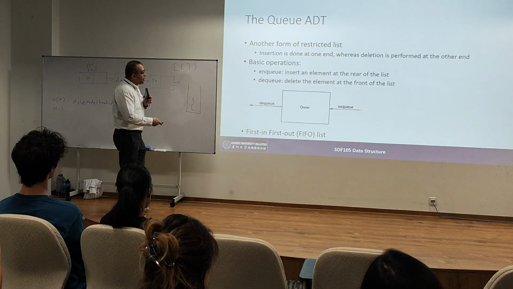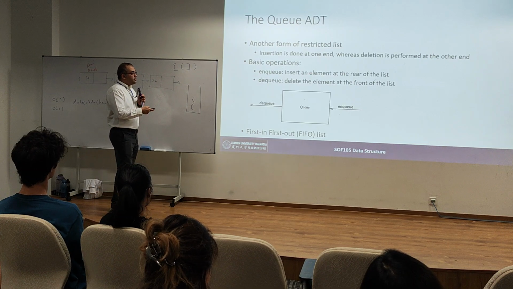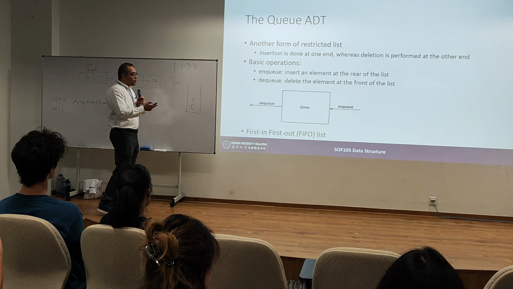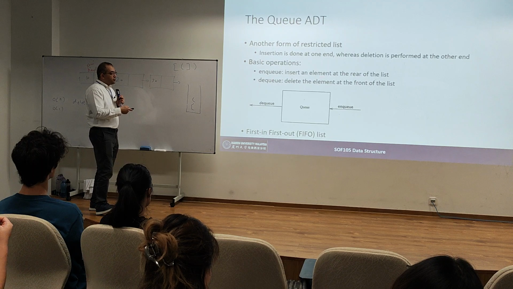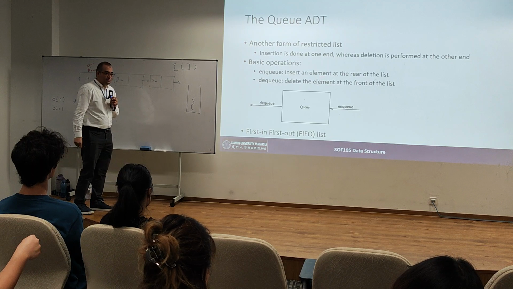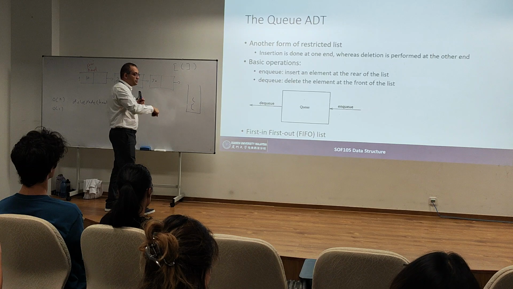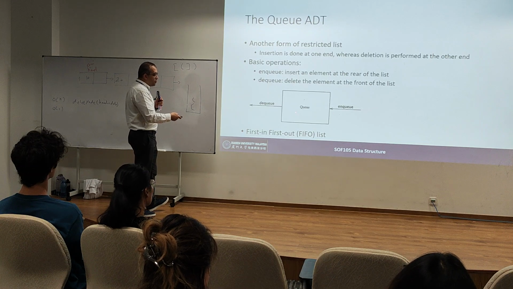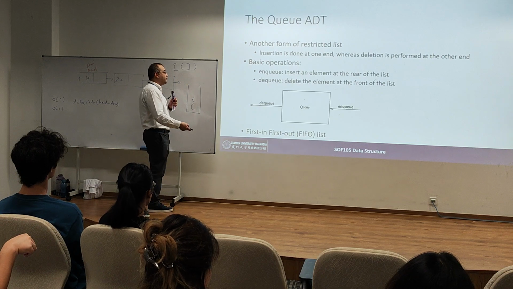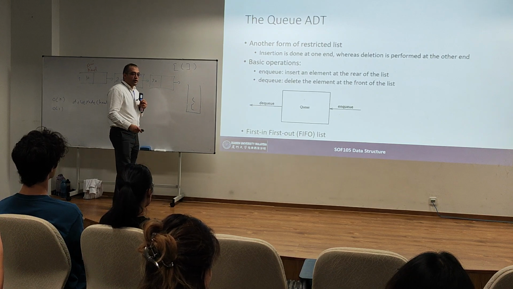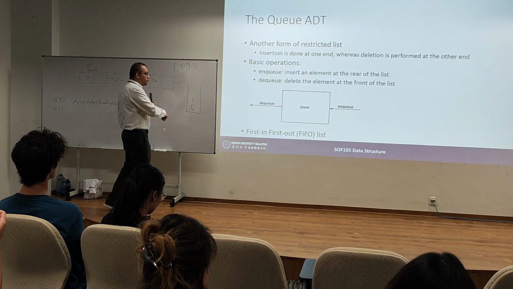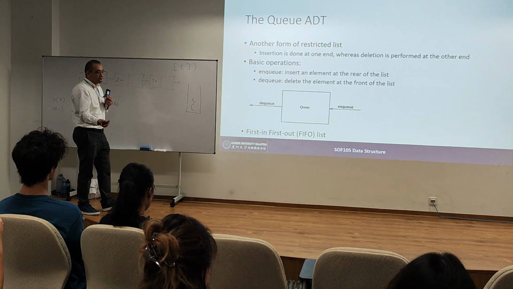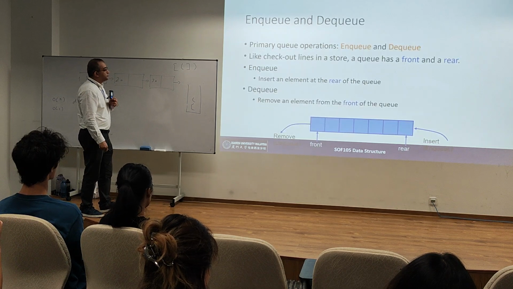So the basic operations we have in a queue: enqueue, insert an element at the rear of the list. We call it rear, the end of the list. Then dequeue, delete the element at the front of the list. So we have rear and front. This is the queue. I all the time add to the queue. I mention it again here because some students confuse enqueue and dequeue. In enqueue, you stand in the queue at the end. Dequeue, you are removed from the queue after you get the ticket, let's say. So it's first in, first out.